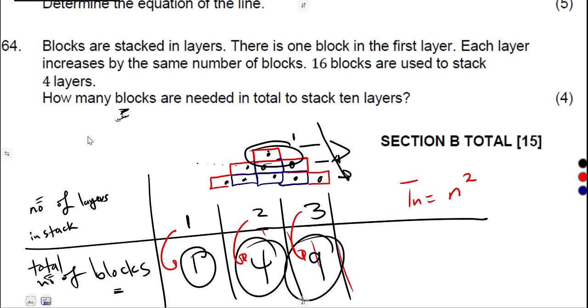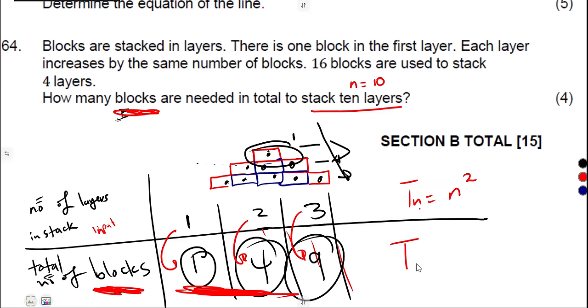So the question is, the total number of blocks is our output from 10 layers. Number of layers in a stack is our input. So if our input is 10, our n is 10. What is our T10? Our output, 10 squared, which is 100. Mathematically, we can simplify and evaluate it in that manner.